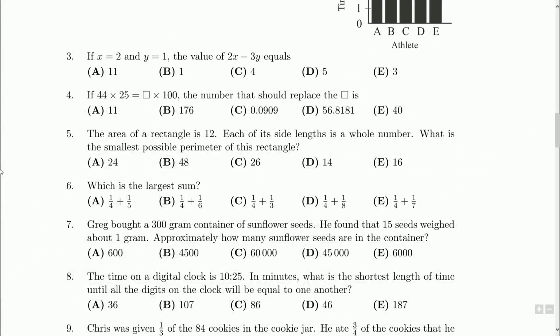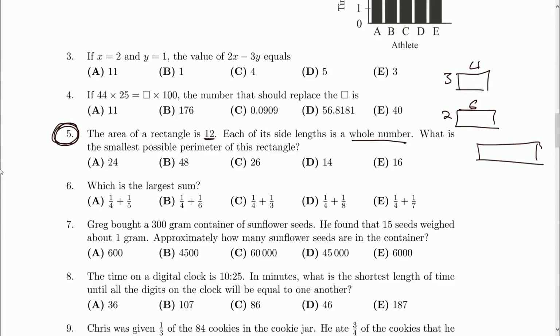In this video, we're going to be taking a look at question number 5 on our grade 8 Gauss from the year 2010. The area of a rectangle is 12. So immediately in my head, I'm thinking 3 by 4. Although I guess after writing that, it could be something like 2 by 6. It might not even be whole numbers. Each of its side lengths is a whole number. Okay, it's going to be one of these, although maybe it might be 1 and 12. There's a bunch of possibilities here. What is the smallest possible perimeter of this rectangle?